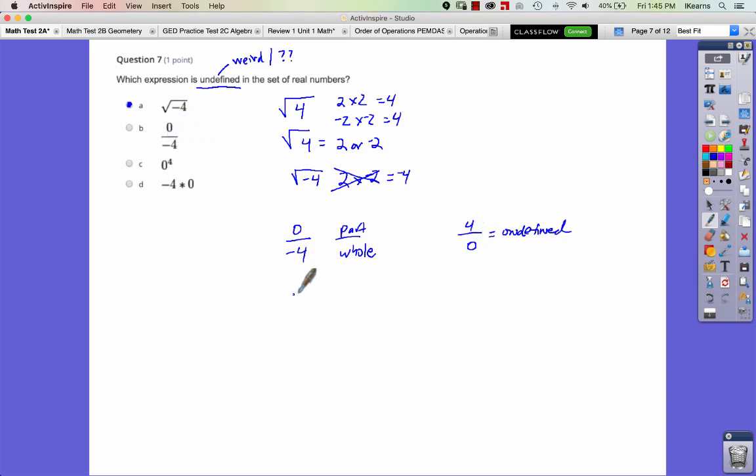And 0 to the 4 would be the same as 0 times 0 times 0 times 0, which is in fact equal to 0. That can happen. And you can have negative 4 times 0. That's equal to 0 as well. That can happen too. The only one that doesn't work is A.